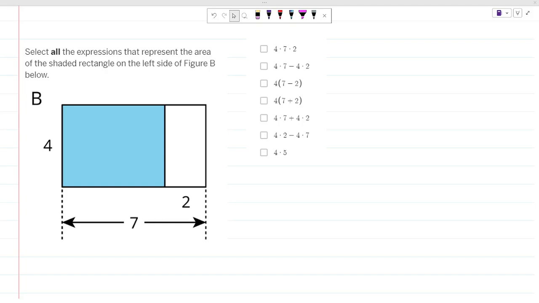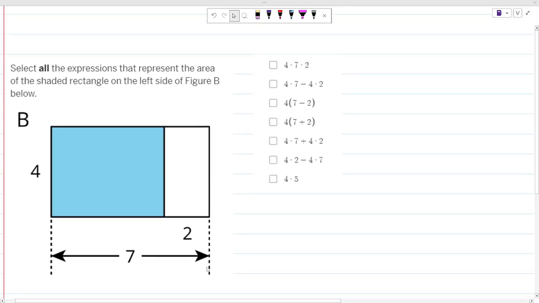It says select all the expressions that represent the area of the shaded rectangle on the left side of figure B below. So we just want to find the area of that blue rectangle. And what I want you to be careful about is, here I'm going to be later selecting some items from this checklist. Yours are going to appear in a different order on Desmos most likely. So you'll need to read them carefully to make sure you're making the proper selections.